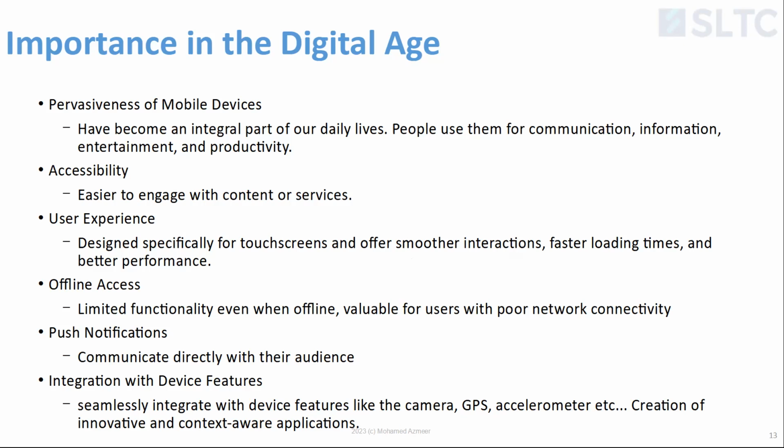Number three, the user experience. What does that mean? Generally, we use phones with a touch screen and we are expecting a very smooth interaction, right? Also faster loading time and also better performance. Now, people can very easily detect when the system is slow. So they can complain whether the system is slow or fast.